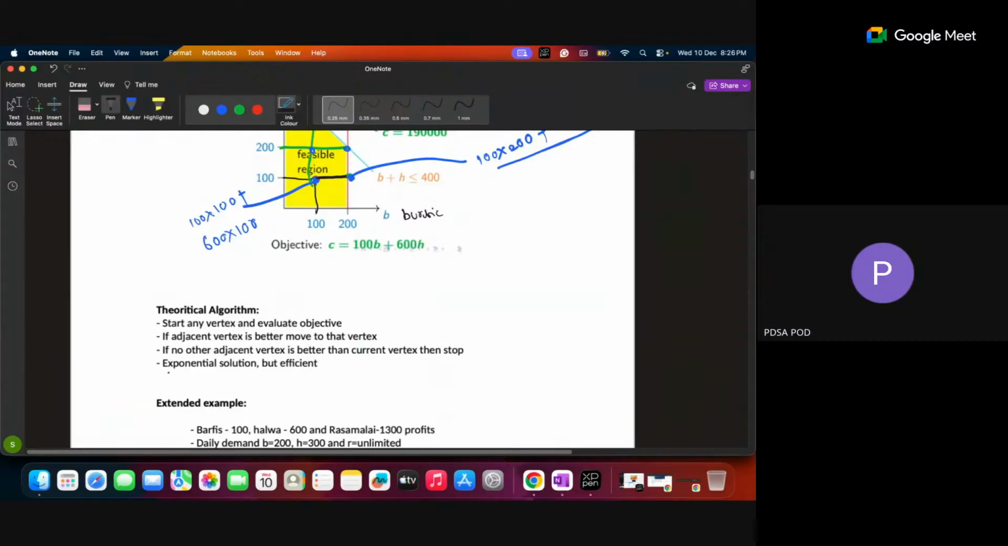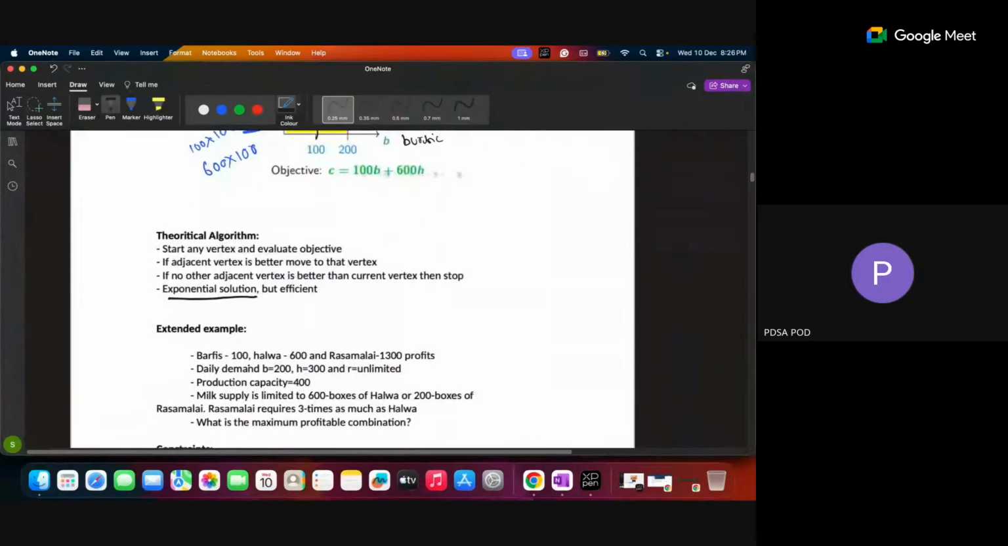But definitely here the solution is exponential. We don't have even an n squared solution. Definitely it's going to be exponential, maybe 2 to the power of n, where n is the number of products we need to compare, because right now the products are 2. Maybe we have to go that way only.